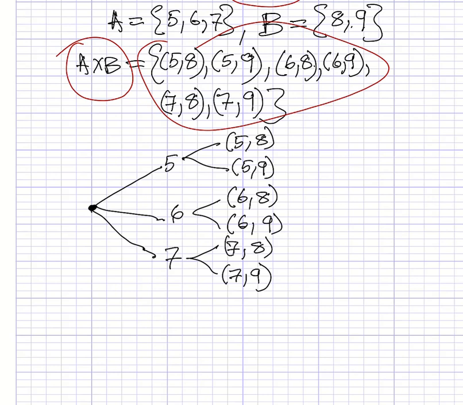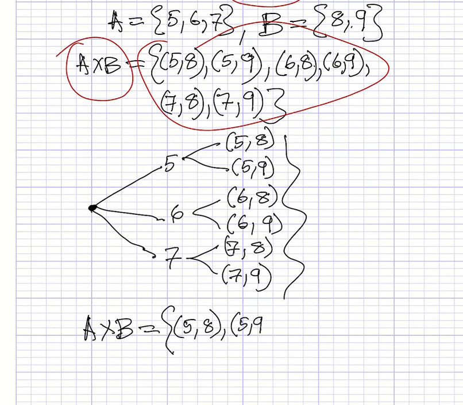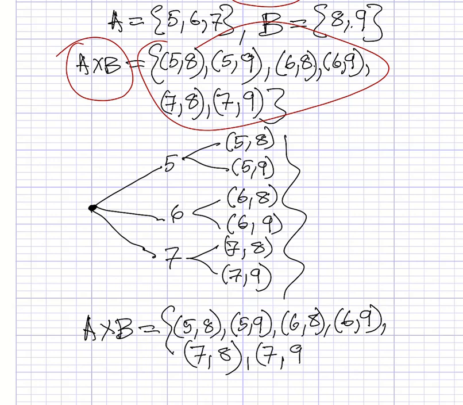So then you say A times B is the same thing. You bring all this down right here, like we did above. You just copy them down. So if it helps you, good. If it's confusing, don't worry about it. Some people might find it easier to use. 8, 6, 9, and then 7, 8, and 7, 9. Okay. So if the tree diagram doesn't help you, don't worry about it.